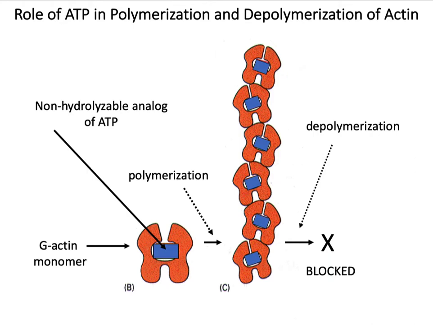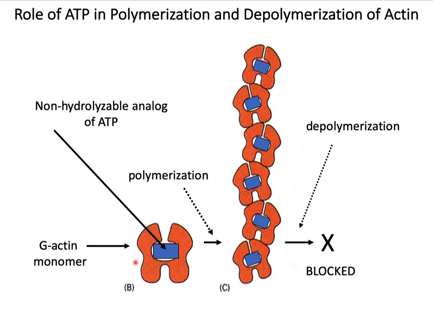So one of the questions the cell biologists had for a long time was, what was the role of the nucleotide binding capabilities of these monomers? Why should G-actin monomers bind ATP? Did it play any role in polymerization or depolymerization? So a very clever experiment was done in vitro.